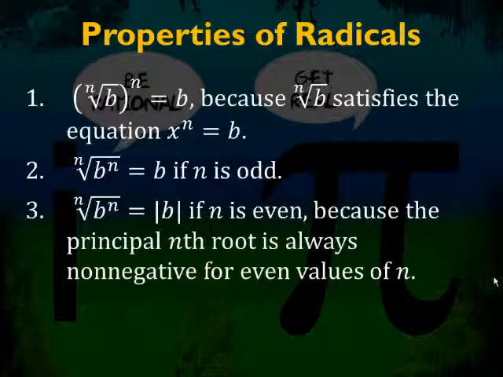Property 3. The nth root of b to the n is the absolute value of b if n is even, because the principal nth root is always non-negative for even values of n. So remember, when you see the nth root of a number, you're always going to have a positive number. So even if b is originally negative, the nth root is going to be a positive number for an even root. For an odd root, it's going to be b, because there's only one solution to an odd power of n.